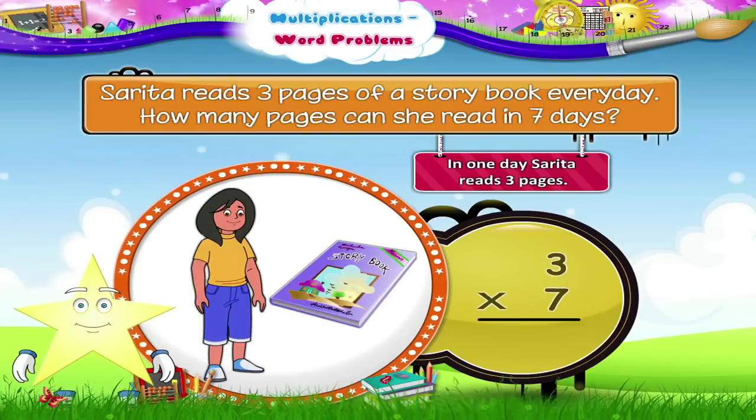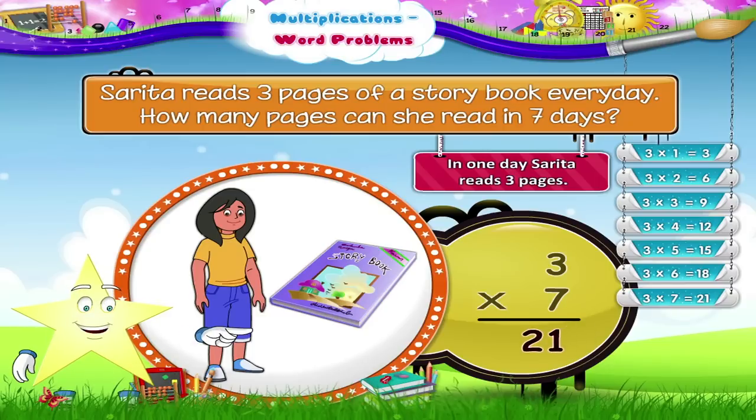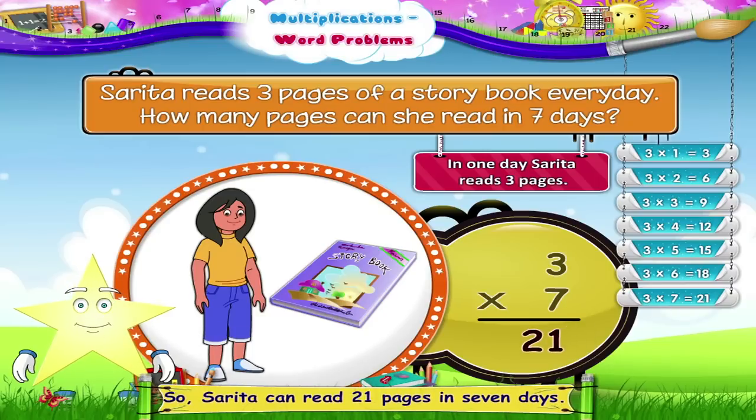Do you know what the answer is, Starry? Yes, 3 sevens are 21. So, Sarita can read 21 pages in 7 days. Starry, solving multiplication word problems also helps us in day-to-day life.